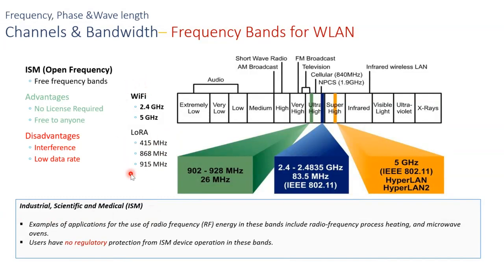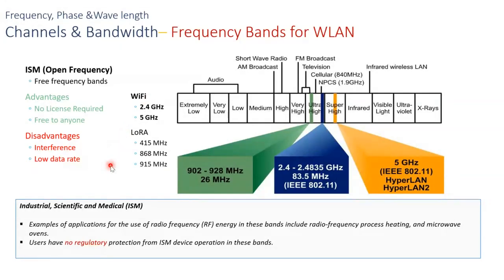What are the advantages of these frequencies? These are free bands. There is no license required to use the Wi-Fi frequencies. You can use it at home, you can use it at work without a license. It is free to anyone. But the disadvantage is that because the license is free and many users are using it, interference will happen.